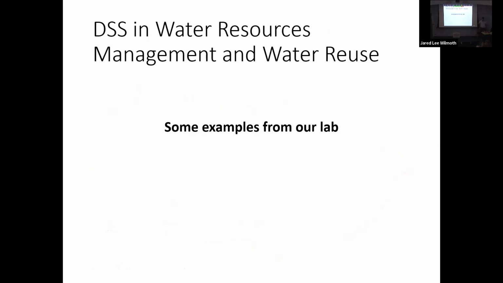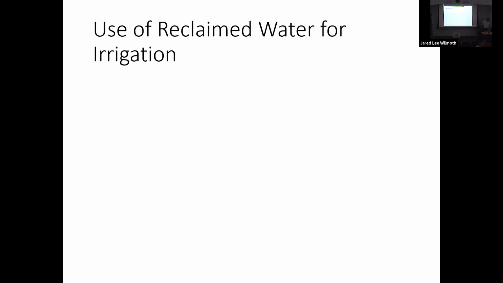Now, I'm going to provide 3 or 4 examples from the projects that we have done in our lab in terms of developing different decision support systems. The first 2 or 3 projects will be mainly over the use of reclaimed water for irrigation.